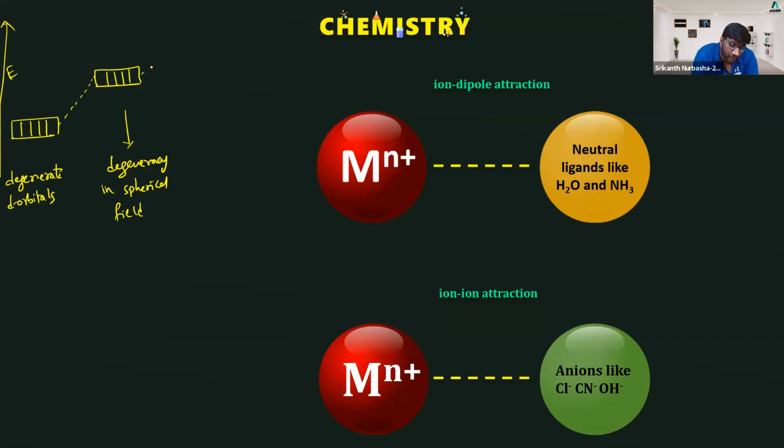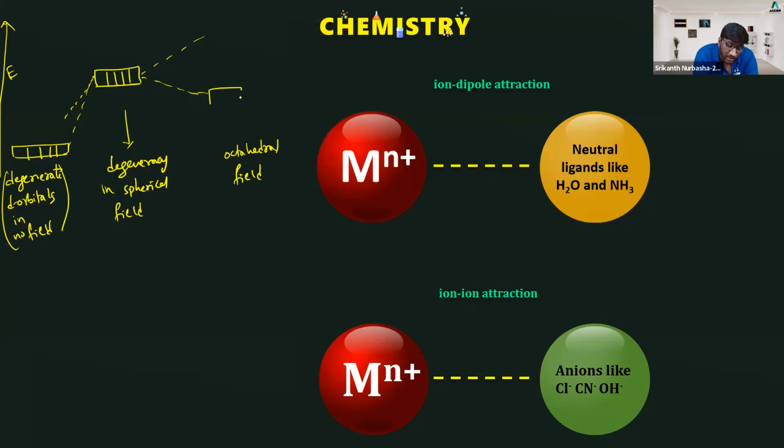But whenever you have an octahedral field, the degeneracy will be disturbed. Degenerate d orbitals in no field is the first scenario. When compared to no field, in the octahedral field the d orbitals still have higher energy or not? Yes, you still have higher energy. So this is your t2g, this is your eg now.